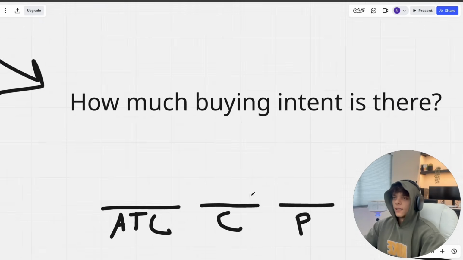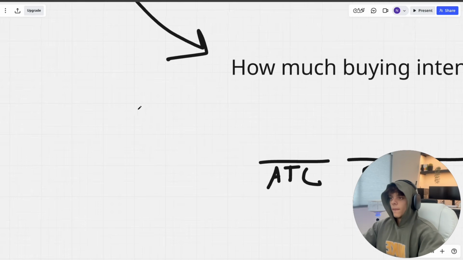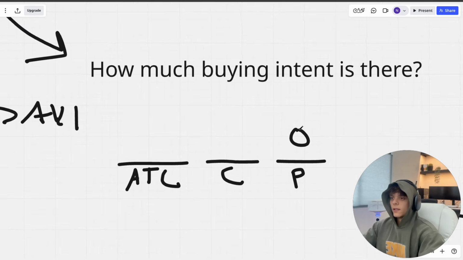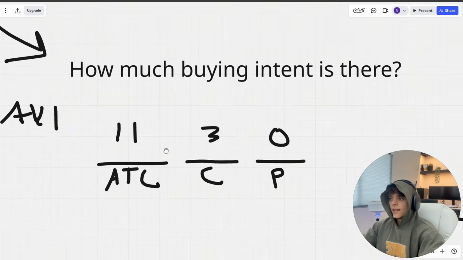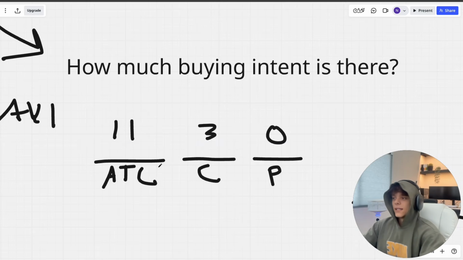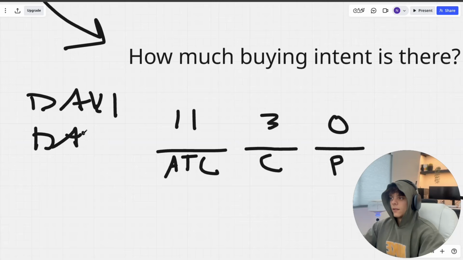And then the next thing is how much buying intent is there. And this is one thing that I tell people over and over again, because sometimes let's say it's day 1, right? You get no purchases, but you get maybe 3 checkouts and like 11 add to carts. That's still some pretty good buying intent. You got some add to carts, you got some checkouts, so you're probably going to need to go to day 2 to let it optimize, right?